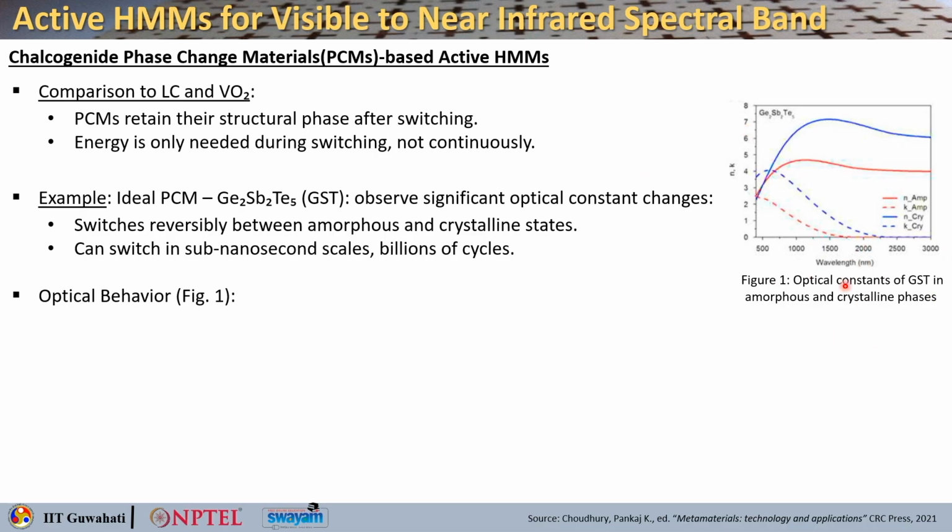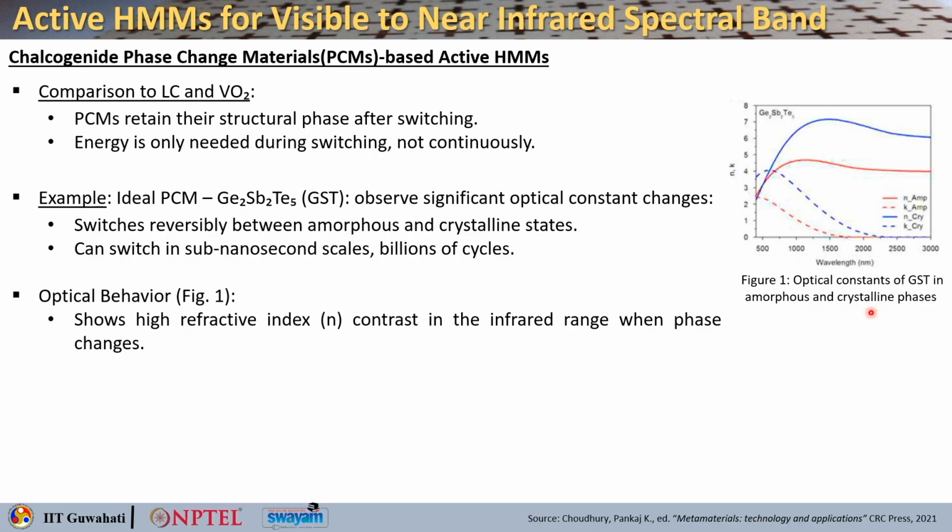You can see the optical behavior in this figure 1, where the optical constants of this GST in the two phases, amorphous and crystalline, are plotted. Here you see N amorphous, K amorphous, and N crystalline and K crystalline. It tells you that the contrast in the infrared region is very large between the two. The solid lines tell you about the N, that is the real part of the refractive index, and the dashed lines basically tell you about K, that is the absorption coefficient or the imaginary part of the refractive index, right. So, first observation is that the contrast is large at near infrared range.